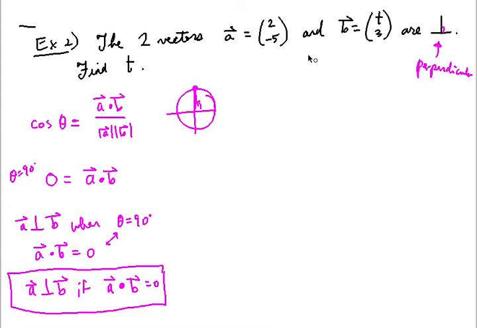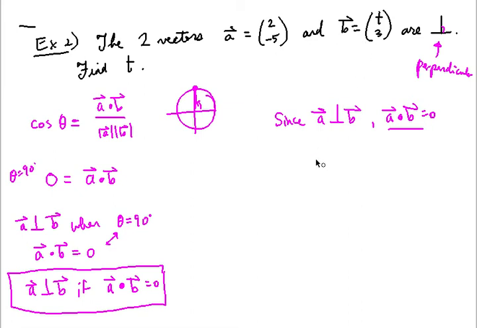Okay, so let's use that over here. What is T going to be if I know that these vectors are perpendicular? In order to do that, I need to use a little bit of logic. Since A is perpendicular to B, then their dot products must also be 0. So I can find the dot product of these two and set it equal to 0 and solve for T.